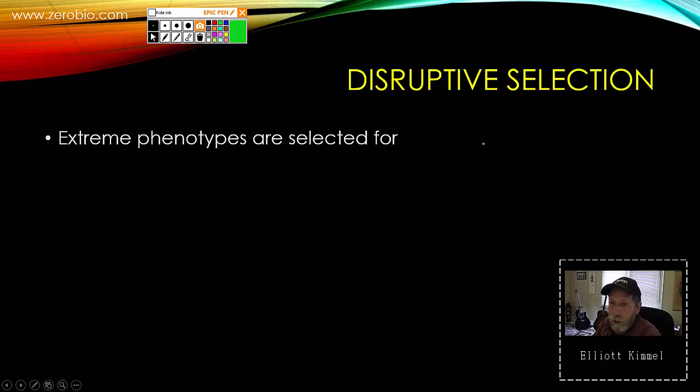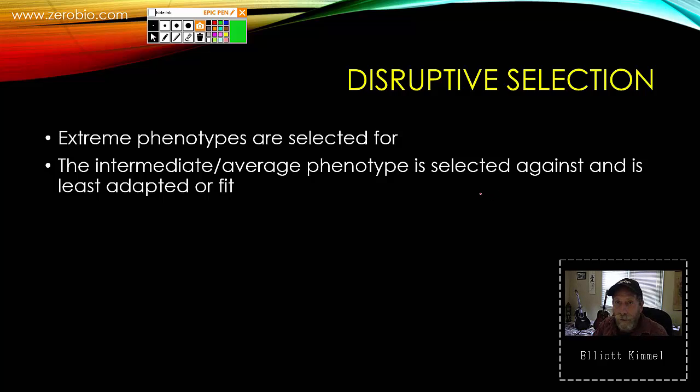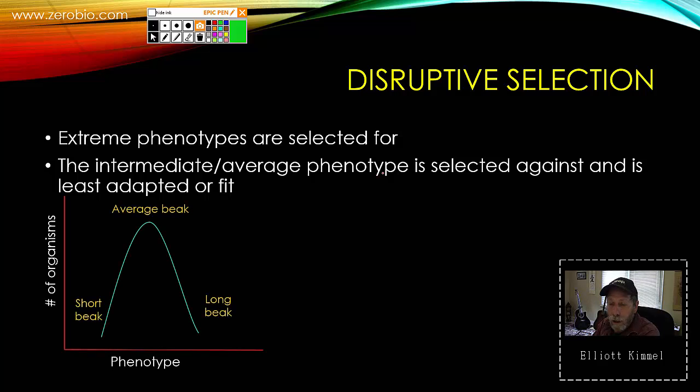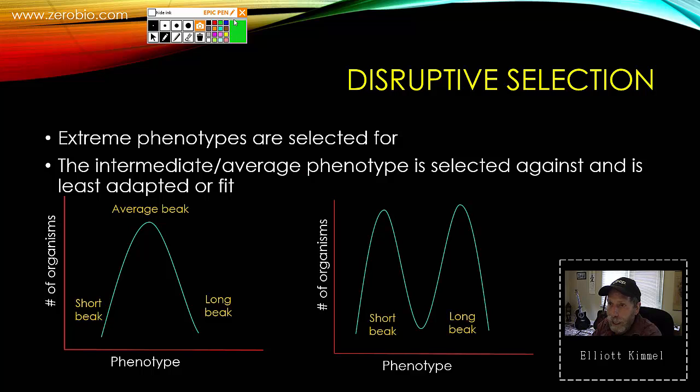Disruptive selection. This is when the extreme phenotypes are selected for and the intermediate or average is selected against. It's least adaptive. So, start with the original curve, and over time, these average guys are going to be selected against. So look at what happens. The average, which was right in the middle, just can't compete. Sorry, you're not good. Short beaks do really well now. Long beaks do really well. These are the extreme phenotypes. The average is selected against. It disrupts the curve in the middle, and the ends do really well.